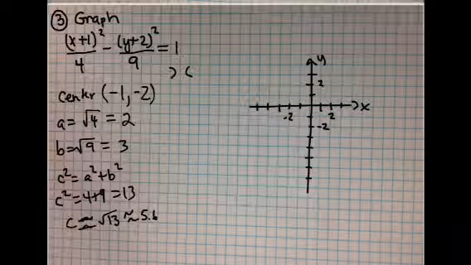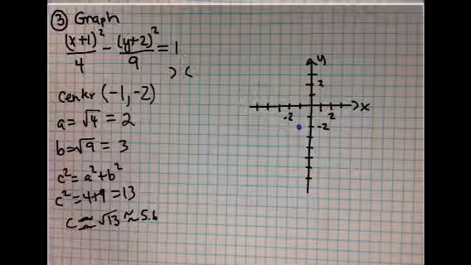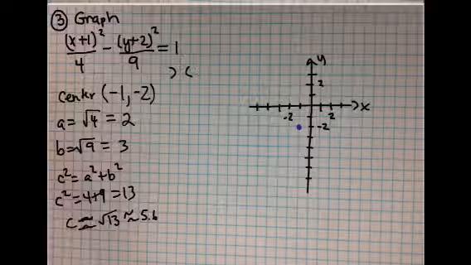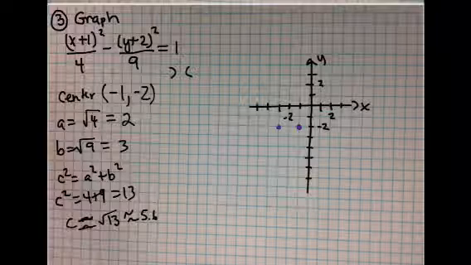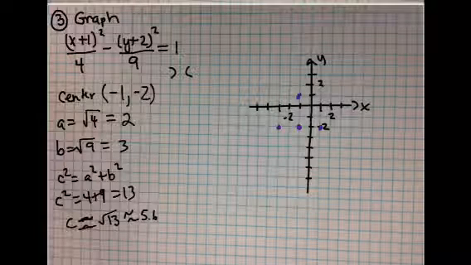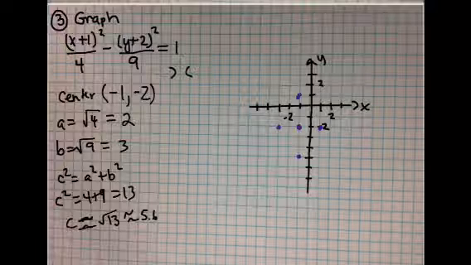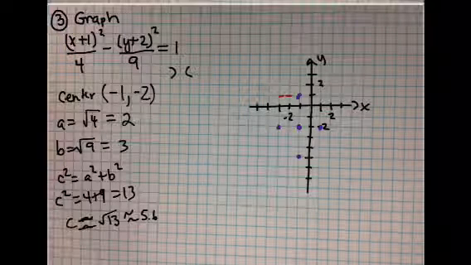Okay, so the graph is set up. We have the center at (-1, -2). And then from there, we're going to count 2 units left and 2 right. Those are going to be the vertices. So right here, and 1, 2 right here, right over the negative. And then 3 units up and 3 down from the center. So that would be here. 1, 2, 3 right here. Okay, and then we're going to use those 4 dots to draw a rectangle. Those will become part of the sides of the rectangle.